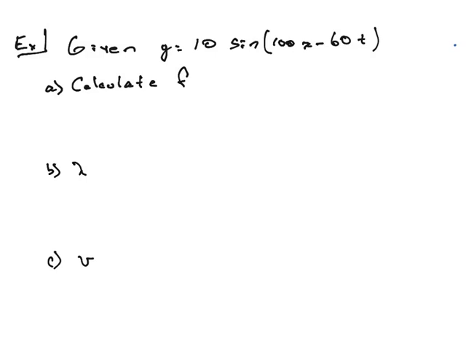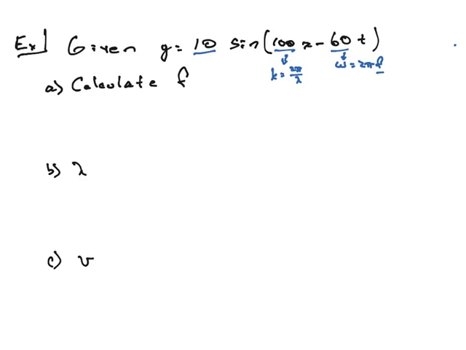So I look at my equation. I say, okay, this 10, that's amplitude. I'm not asked about amplitude, so I leave it alone. That 100, the number in front of the x, is k, which is 2 pi over lambda. And the 60, whatever the number in front of the t is, that's my omega. And omega is 2 pi times f. All right, so first I want to calculate frequency.